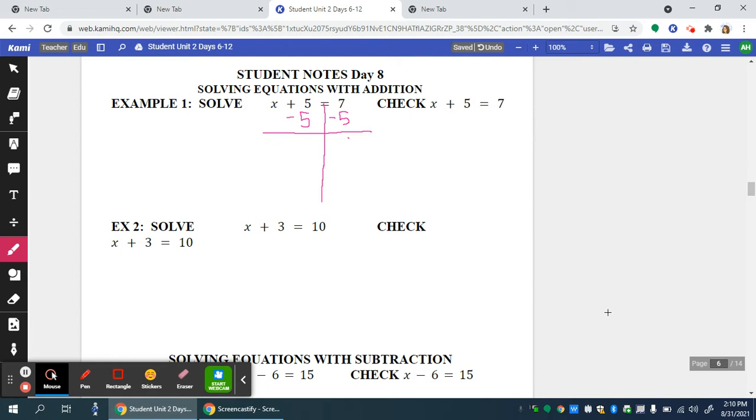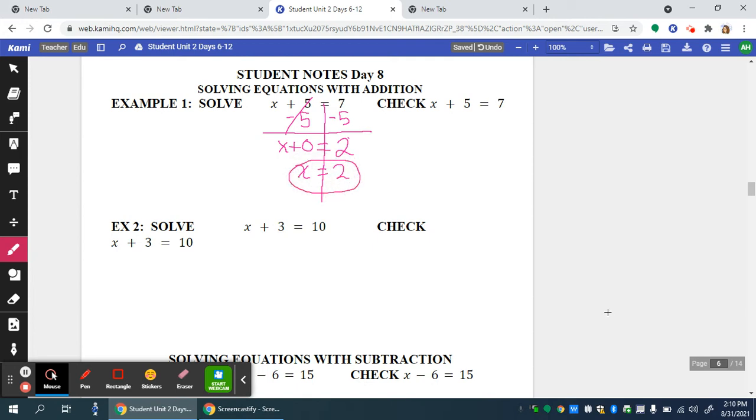So now you have plus 5 minus 5, a positive 5 minus 5. That actually equals 0. So we would have x plus 0 equals 7 minus 5, which is 2. Now this plus 0 is kind of unnecessary because if I subtract 0 again, I still get 2. So I can just rewrite it as x equals 2.